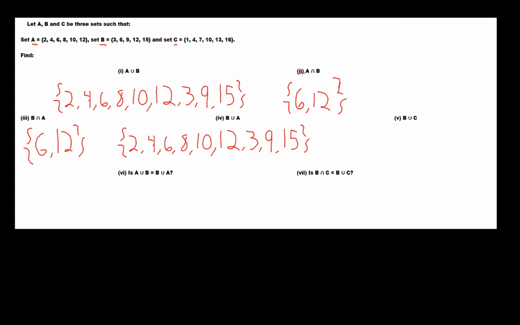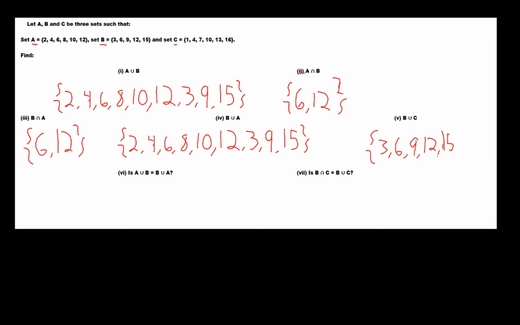Number 5 asks us for B union C. So just like the first question, we'll start by adding the elements of the first set. In this case, that set is B. So let's add all the elements from B. Let's add 3. Let's add 6, 9, 12, and 15. Now let's add the elements of C if they don't already appear in our new set.